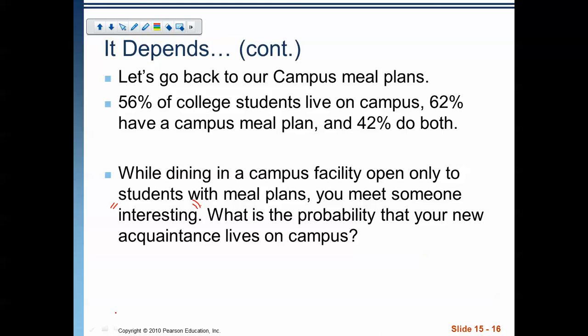Anyway, what is the probability that your new acquaintance lives on campus? Because you met this interesting person on campus, you want to find out if they live near you. This is going to get awkward fast if we keep talking about it, so let's just move on. What's the probability that your new acquaintance lives on campus?